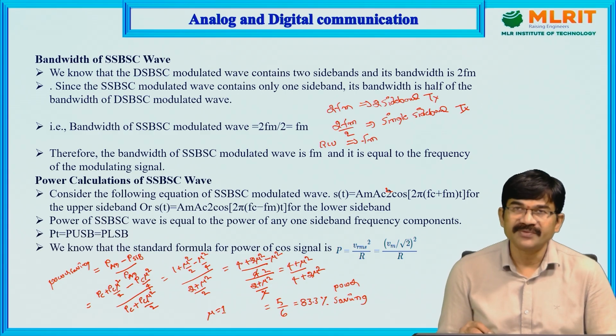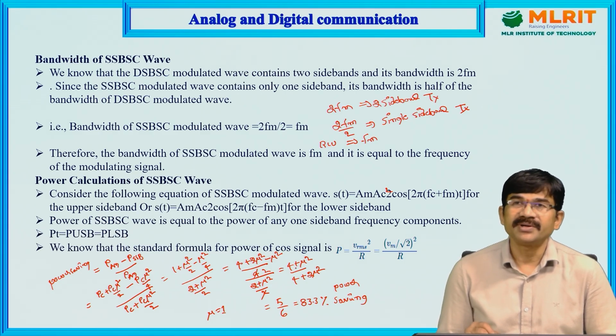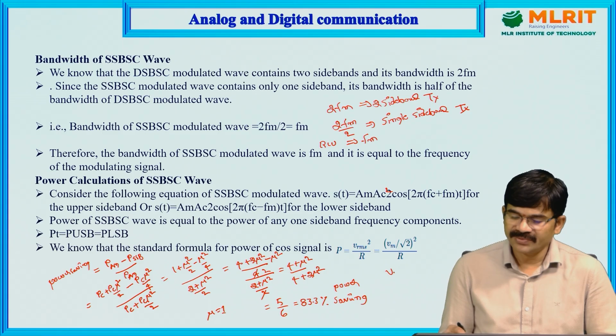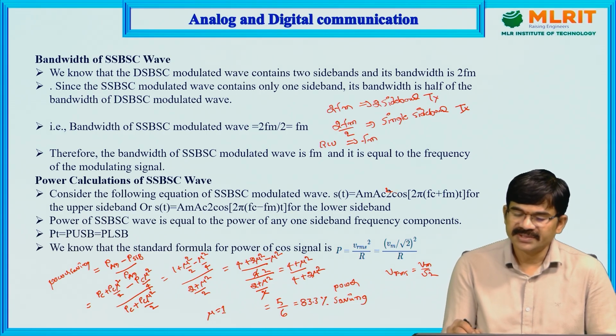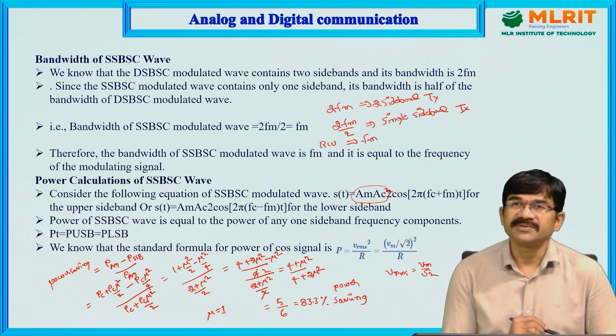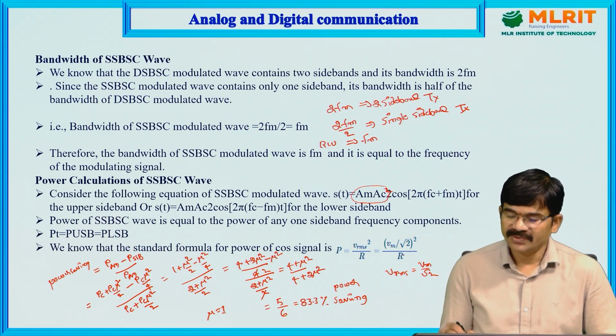We know the standard formula for the power calculation: P is equal to V square by R. Here we are calculating RMS power, VRMS square by R. VRMS we already know: VRMS is equal to Vm by root 2. What is the Vm? Vm is Am Ac by 2, the maximum amplitude of the signal. So (Vm by root 2) whole square by R.